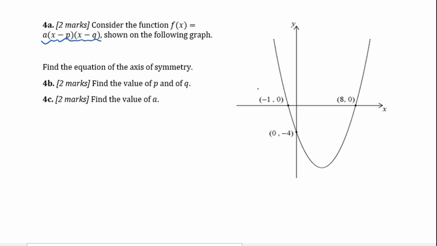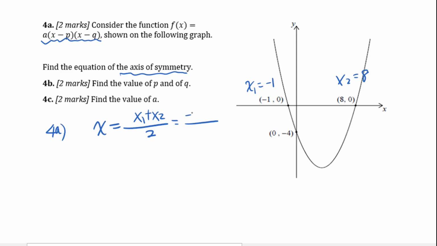From the graph, we know x1 equals -1 and x2 equals 8. The axis of symmetry will be x equals (x1 plus x2) over 2. So you have (-1 plus 8) over 2, which is 3.5. Therefore, x equals 3.5 is the axis of symmetry.